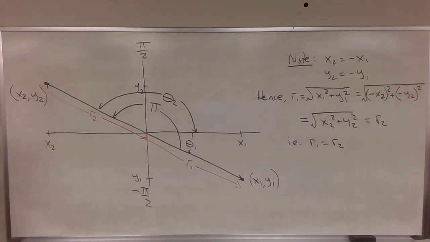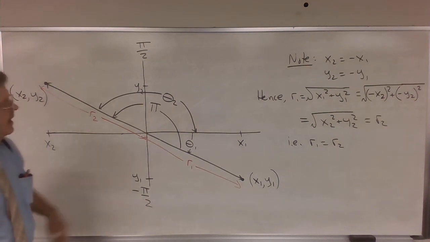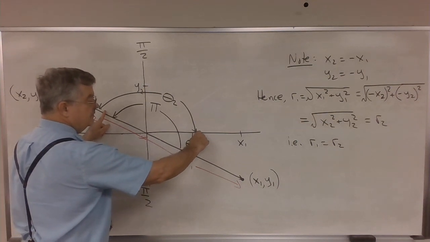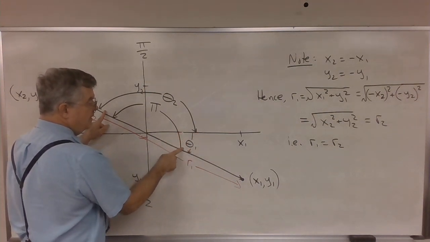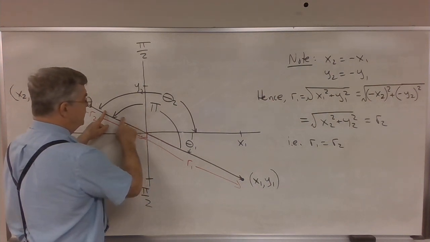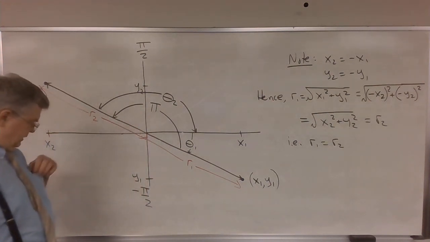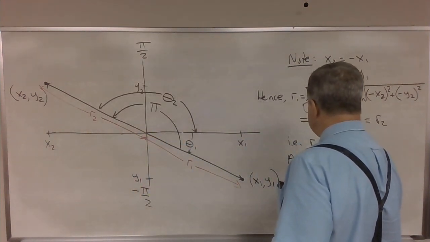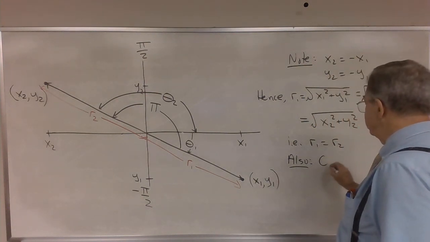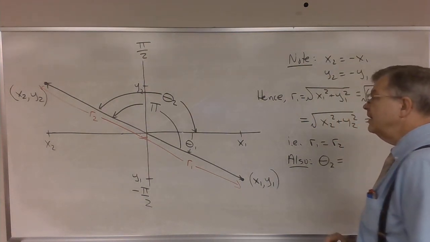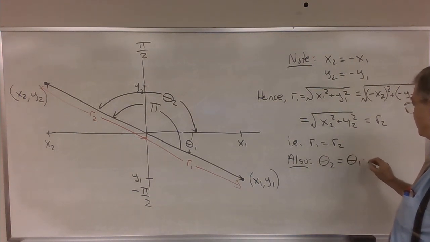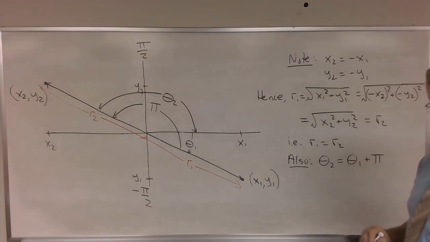What's the difference? Well, let's see. How do we get to theta 2? We can go angularly a distance of theta 1 and then go pi units. So we could say that theta 2 is going to be theta 1 plus pi.